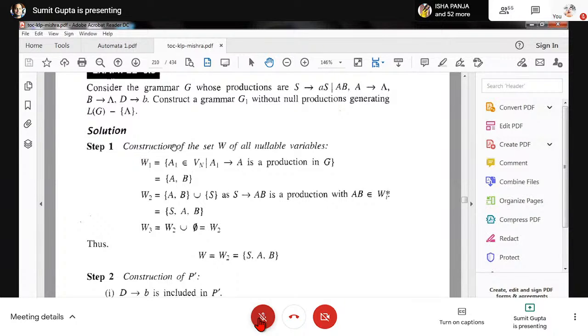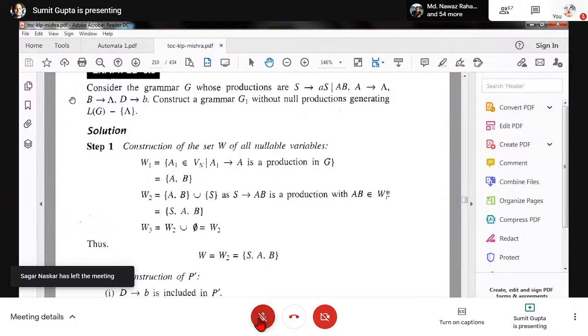Suppose we have been given a grammar whose productions are S gives small a capital S or capital AB, A gives null, B gives null, and D gives small b. I'm using null because in this particular case we have the cap, hat or caret symbol to represent null, and in the CK book we have epsilon, which is used for representing null. So let me call it null. Out of this, as we can see, A gives null and B gives null.